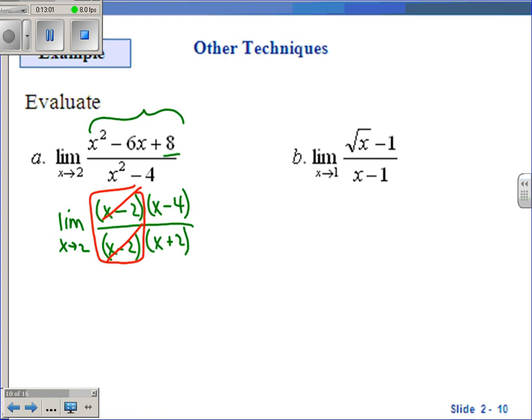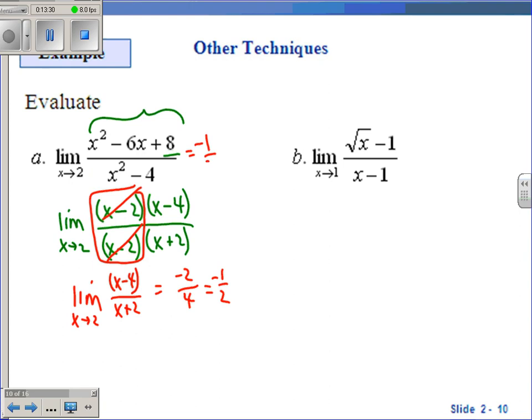And that value, the value of x minus 4 over x plus 2, will be where that hole occurred. It'll be the y value where that hole was. So just plug in the 2 into the reduced form of this equation. You get negative 2 over 4, or negative 1/2, and that is going to be my limit. That's where that hole occurs, the y value where that hole occurs. So the limit does exist.